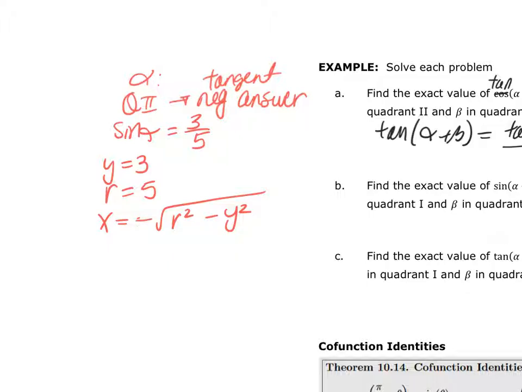So I need the x value because my tangent is defined as my y value over my x value. So that's why I'm chasing my x value. I'm looking for that ratio. So x is equal to the negative square root of 25 minus 9. 25 minus 9 is 16. Square root of 16 is 4. So x is equal to negative 4. My tangent then is going to be 3 over negative 4.